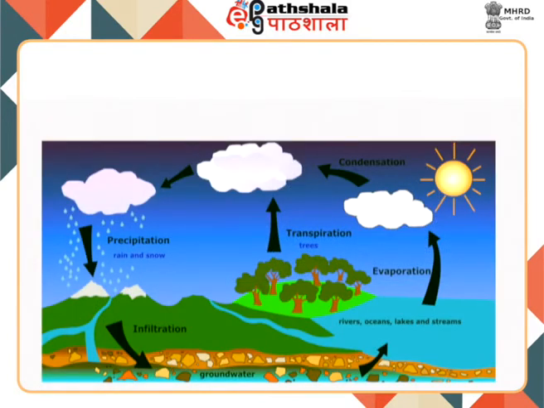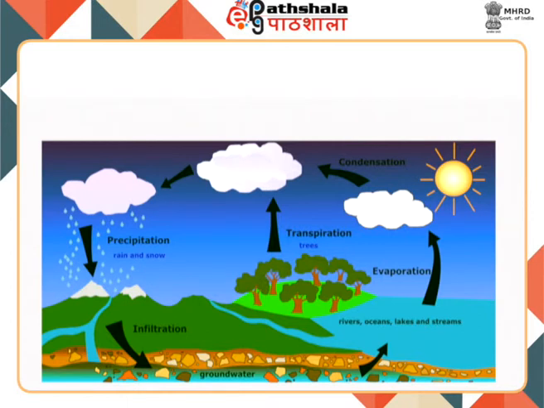Water reaches the atmosphere from the Earth's surface in the vapor form through evaporation, and these vapors get condensed and form clouds. The water then returns to the Earth in the form of rain. The reservoirs of the water cycle are atmosphere, ocean, lake, and rivers, etc.